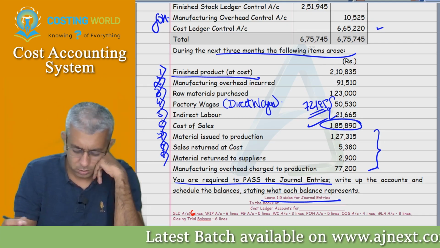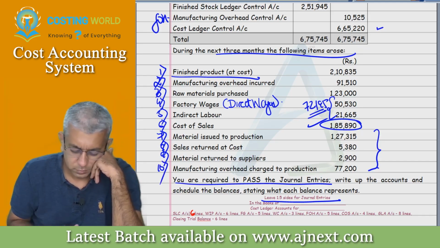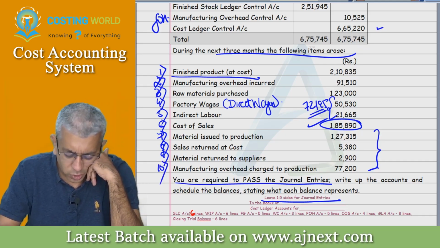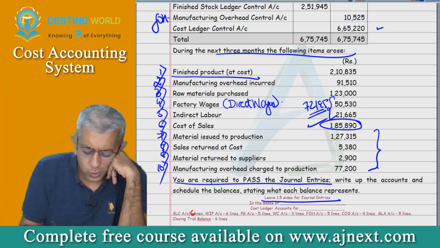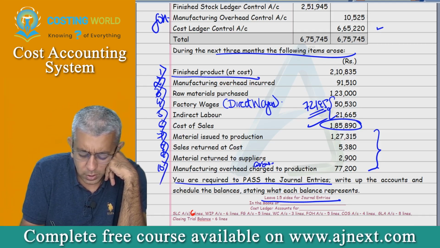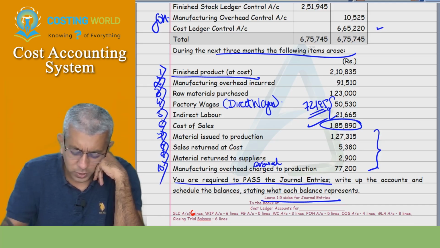Further, 10. Manufacturing overheads charged to production. Charge means you can write down absorbed. Manufacturing overheads means factory overheads, beta.